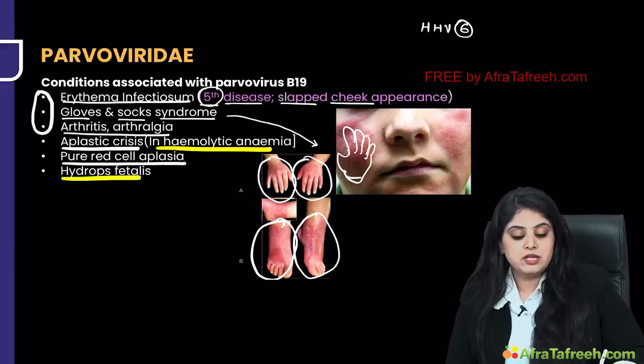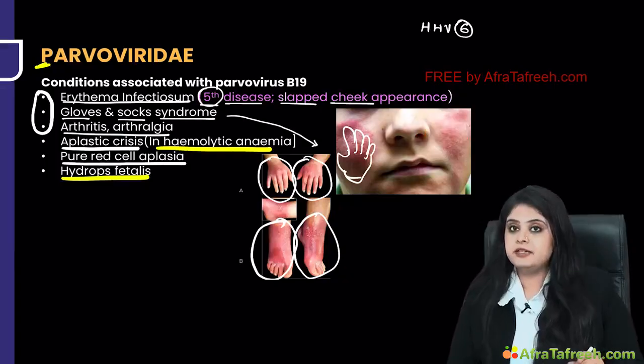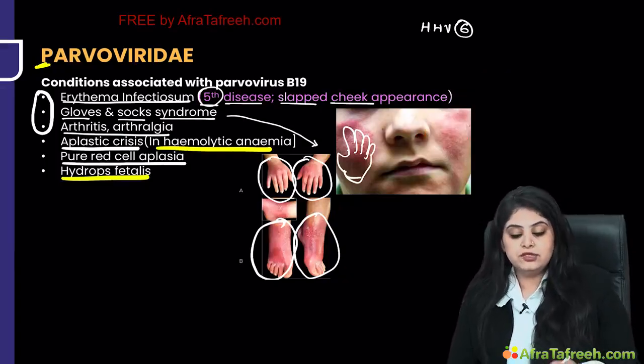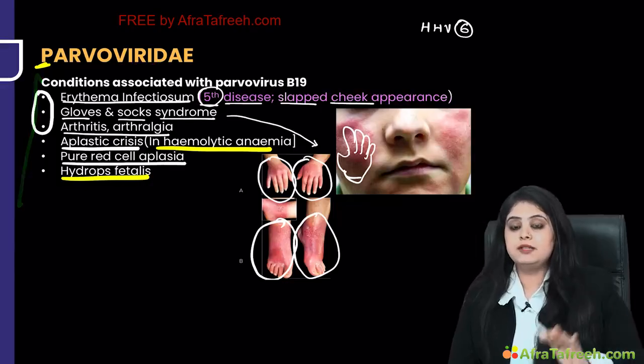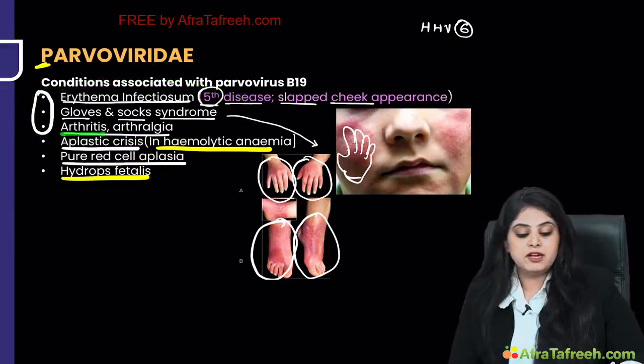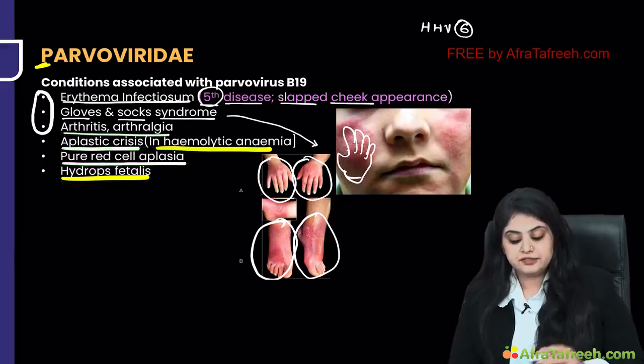Coming to the last one, mother to child. Yes, I told you, P for parvo, P for placental transport is possible. It causes hydrops fetalis. So if you learn it in a logical manner, it's easy. First, the rash on the face and the fingers. Then you have arthritis, arthralgia, and aplastic crisis, pure red cell aplasia, and hydrops fetalis.